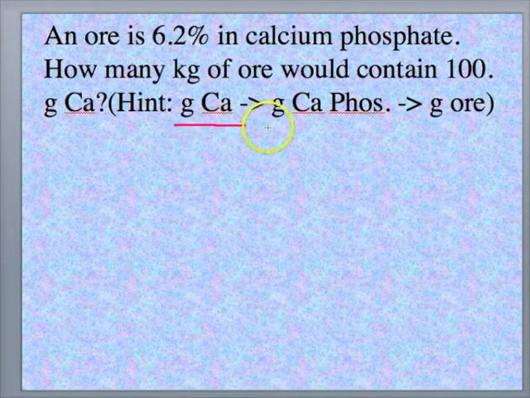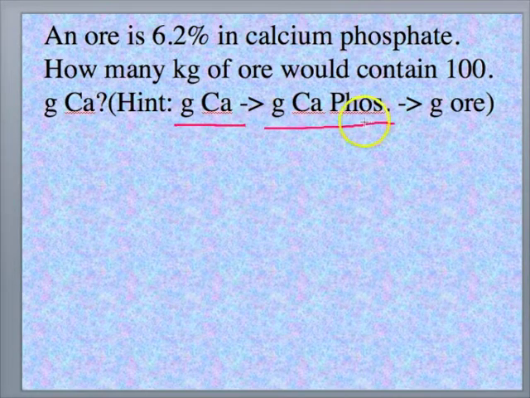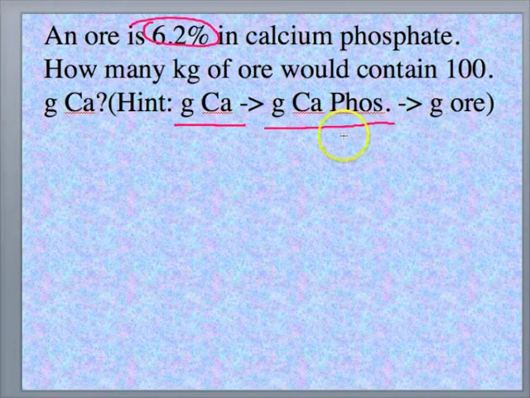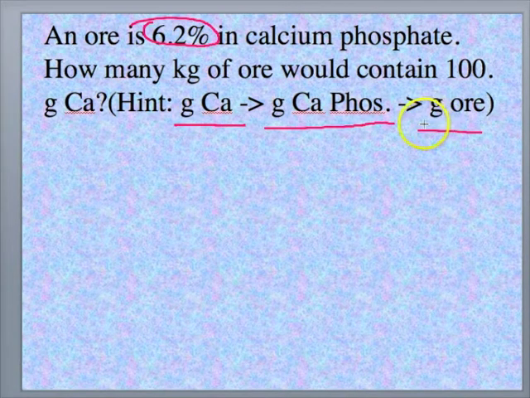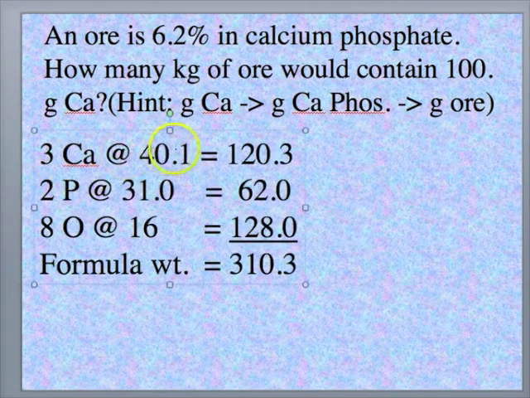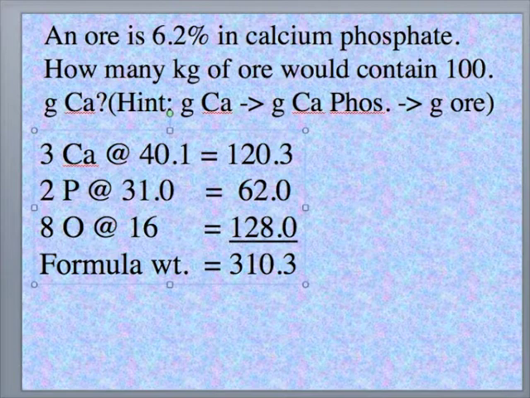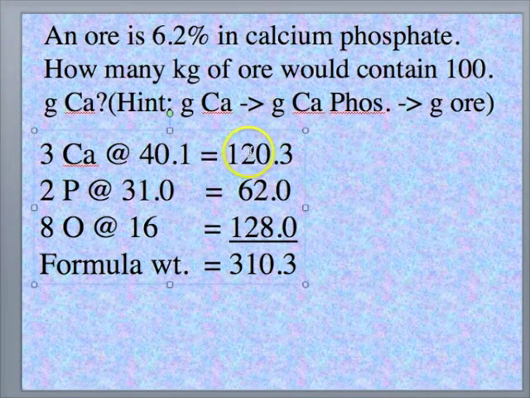First, start with the grams of calcium and go to grams of calcium phosphate, just like we did in the last problem. But then, to use the percentage, 6.2% in calcium phosphate, to go from grams of calcium phosphate to grams of ore. So let's set this problem up much like we did the other one. We have 3 calciums at 40, that's 120.3, 2 phosphorus at 31, 62, and 8 oxygen at 16, that's 128. So the formula weight of this is 310.3, and the proportion is going to be the calcium 120 to the total 310.